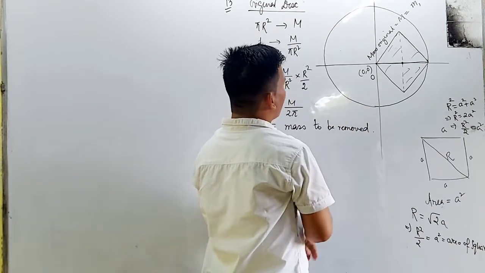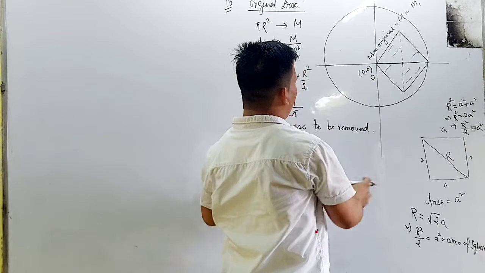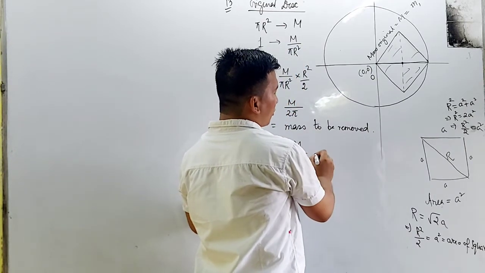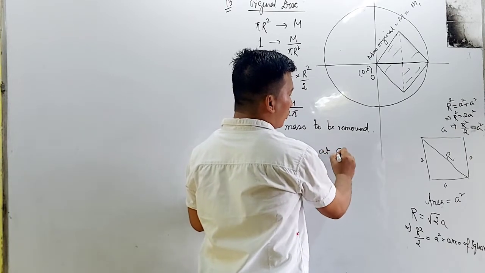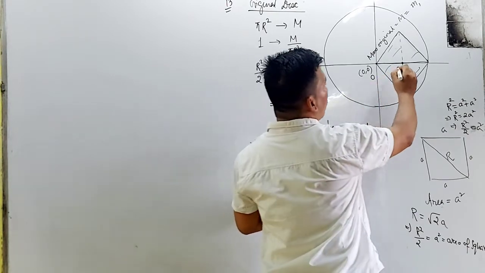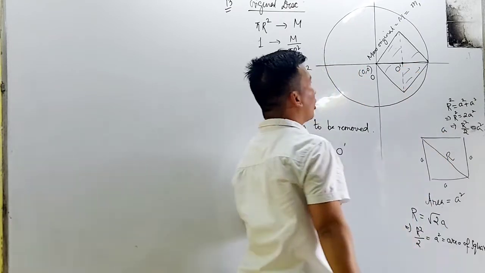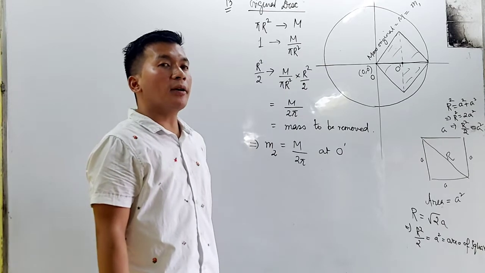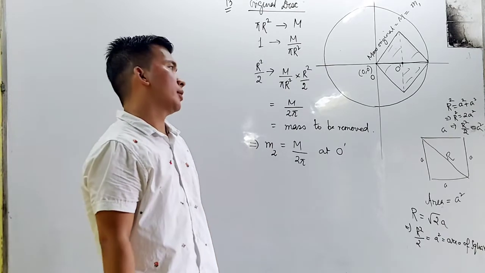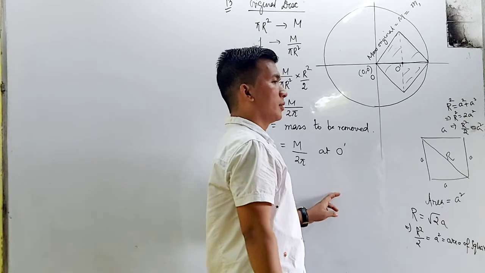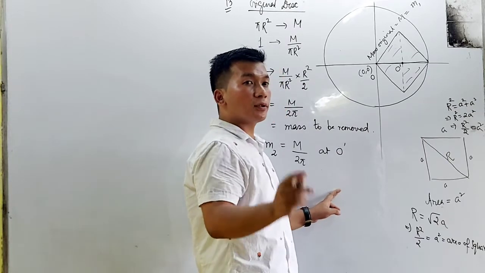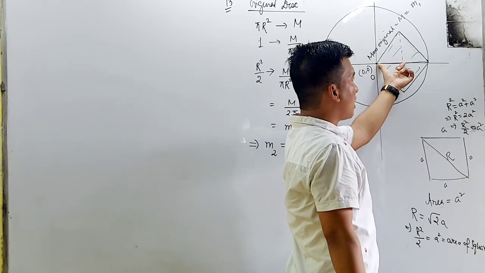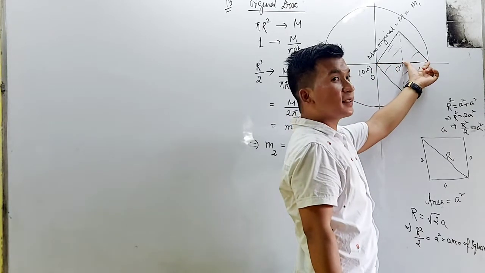What is the mass of this portion that is to be removed? This mass is m2, m divided by 2 pi. And where is this located? At O dash. And what about the coordinate of O dash? Here it is r by 2, 0. This is r by 2, this is also r by 2.